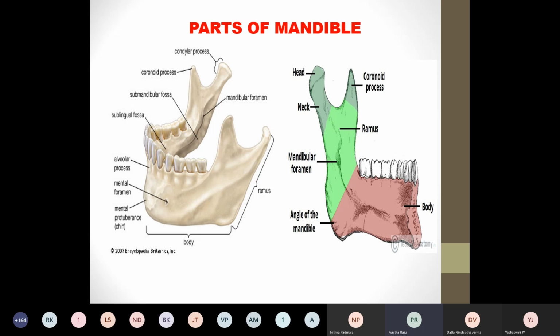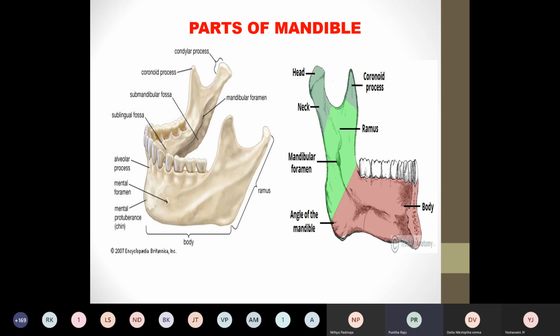Normally in infancy, the condyloid process will be at a lower level than the coronoid process. In adult or middle age, the condyloid process will be at a higher level than the coronoid process. And again in old age, it becomes the same as infancy, where the condyloid process is lower and the coronoid process is at the upper level. That is the importance of the condyloid and coronoid process. This will help you tell the age approximately, not the exact age. Whether it is an infant, a middle age or an old age, you can make out based on these processes.